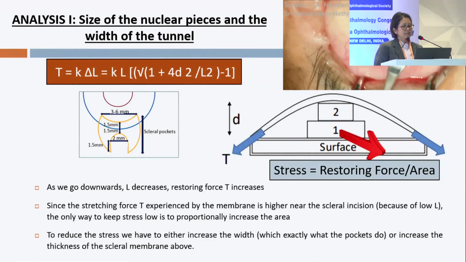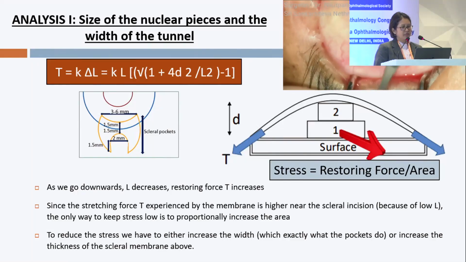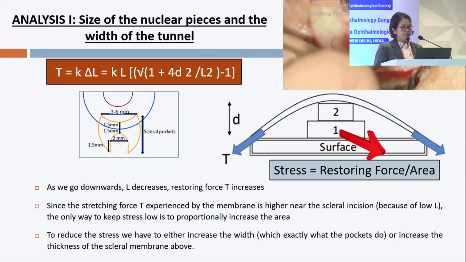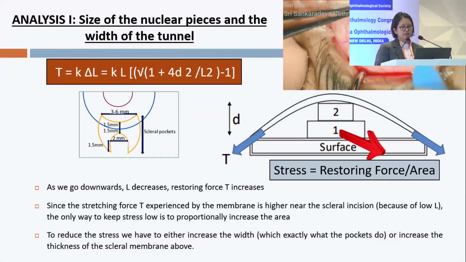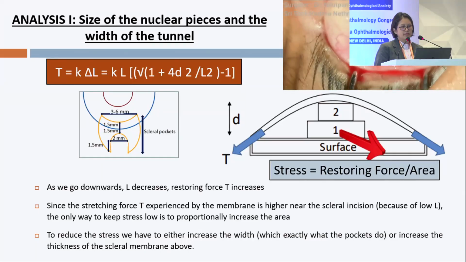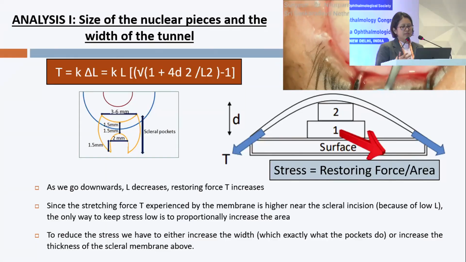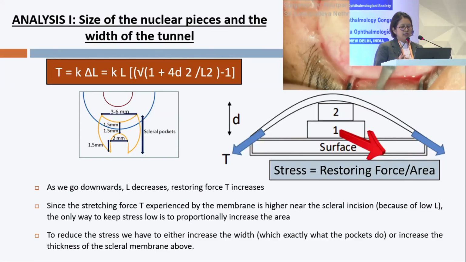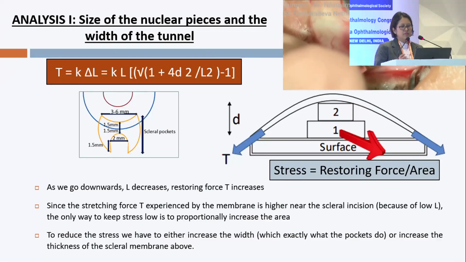The size of the nuclear pieces and the width of the tunnel. This can be explained by the Pythagoras theorem. I have used a very simple theorem to explain this to you. The stress is equal to the restoring force over the area that is occupied. So the amount of stress will keep on increasing if you increase the restoring force. That is why you increase the area, so that you reduce the stress.